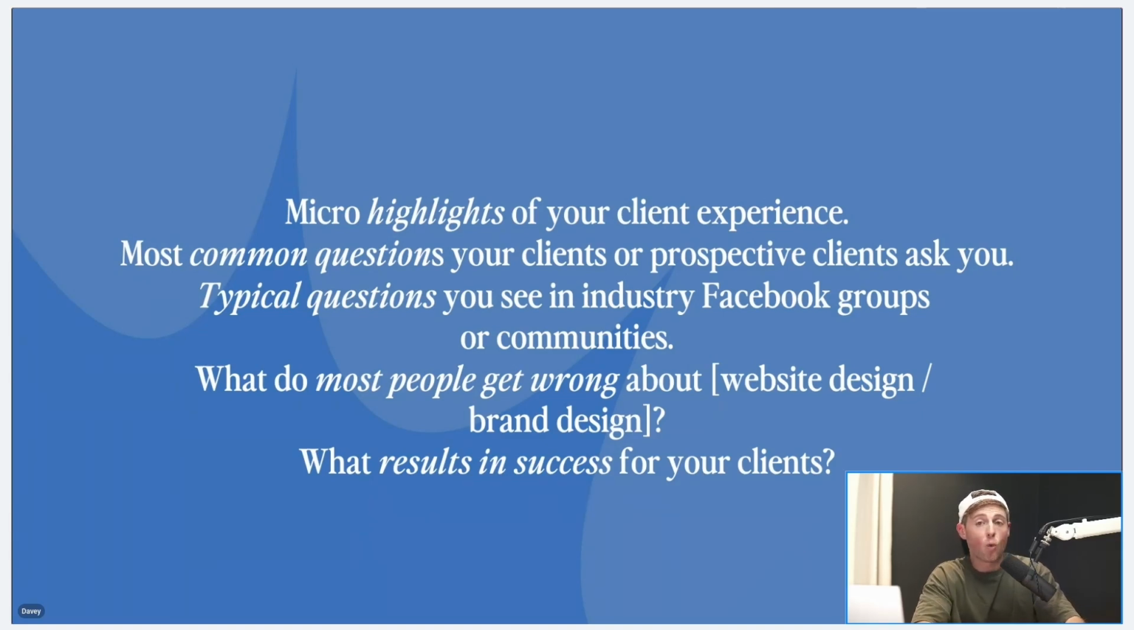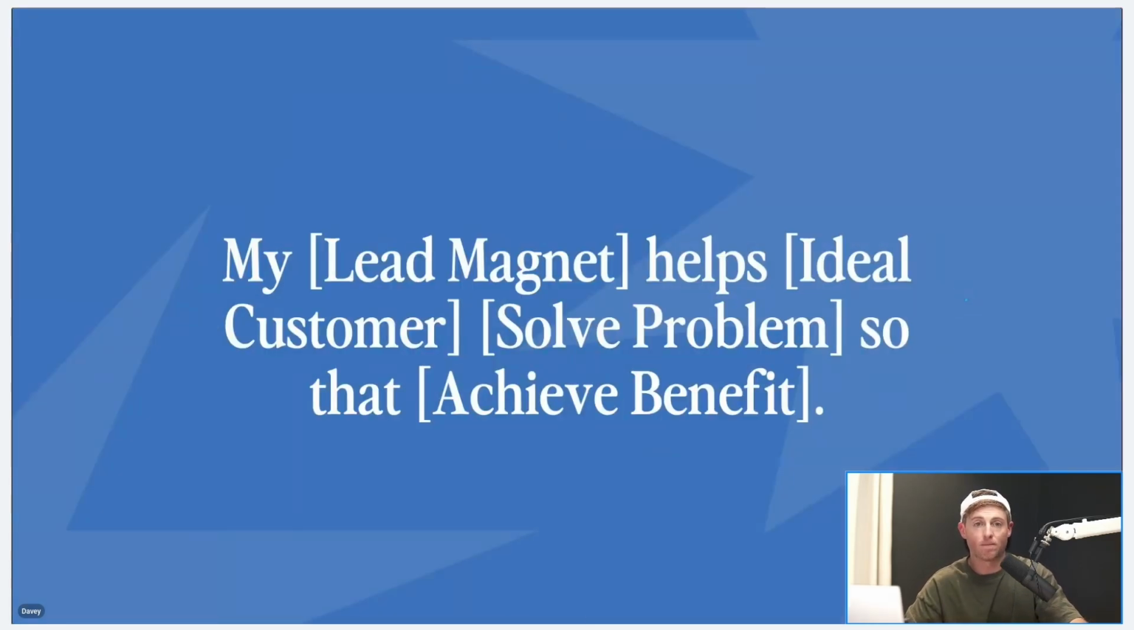You can also think about what most people get wrong about your area of expertise, and then create a lead magnet debunking whatever it is that people typically get wrong. People love to get curious about those things. Or you could talk about what results in success for your clients. Home builders do these 3 things on their website to book more high-end clients, something like that. Home builders would get very curious about what those 3 things are.